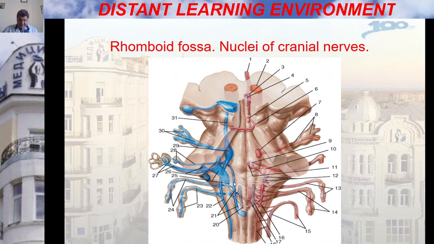color in number 21. The sixth pair, the abducent nerve, nervus abducens, you may see number 9, has one motor nucleus embedded in the loop of the facial nerve. The fifth pair, the trigeminal nerve, has four nuclei.